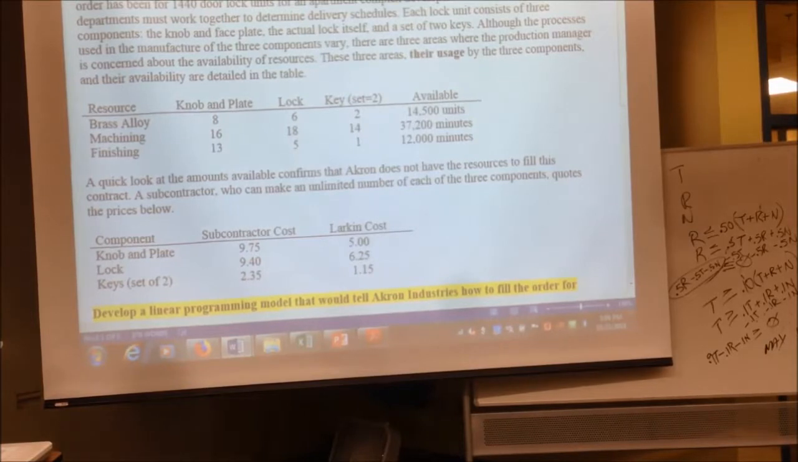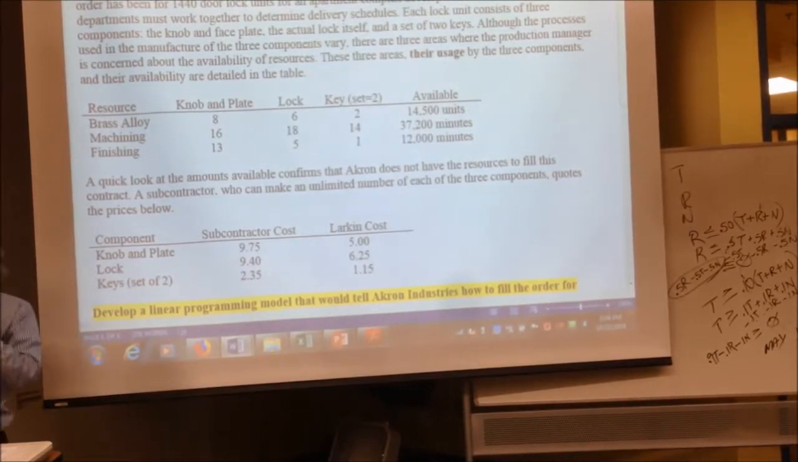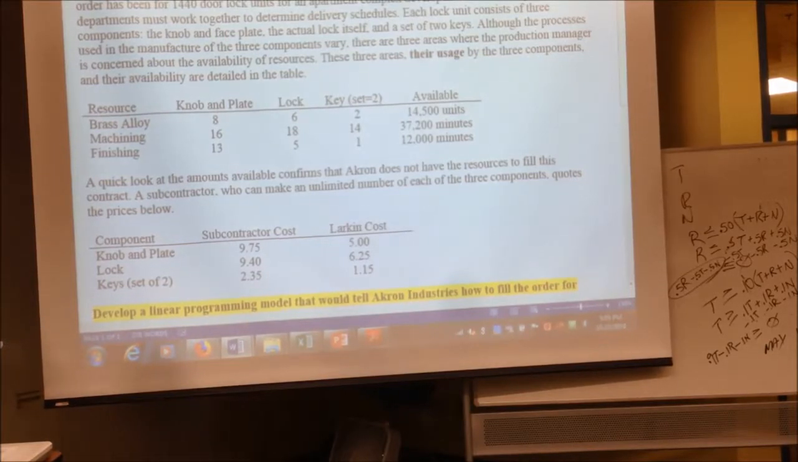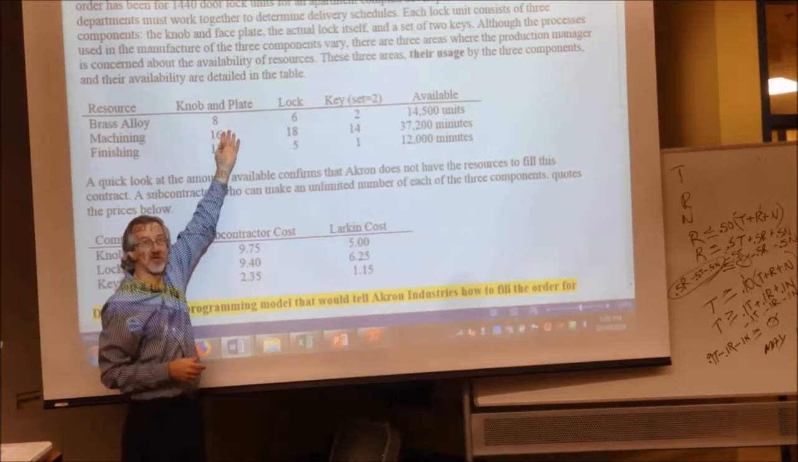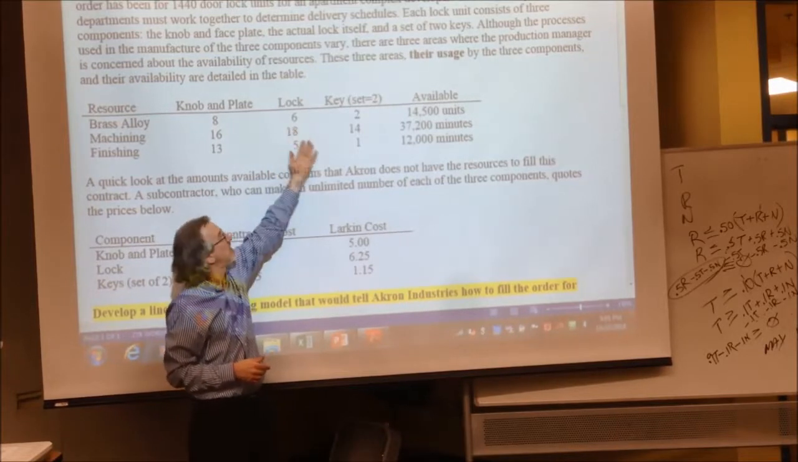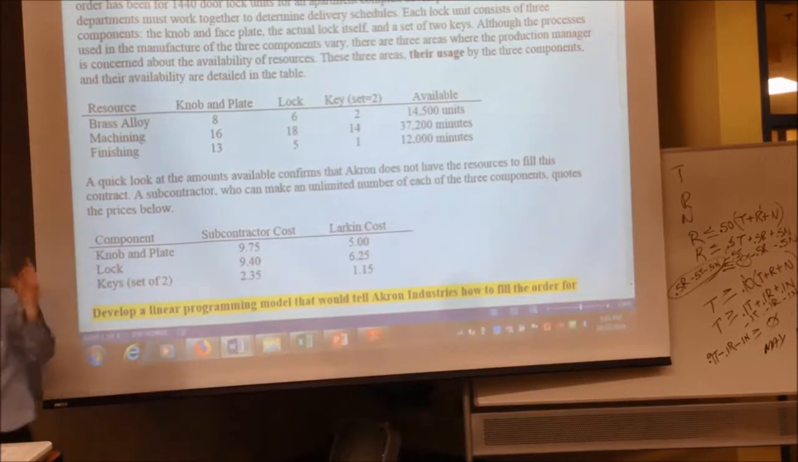Akron Industries manufactures several lines of decorative and functional metal items. The most recent order comes in for 1,440 door lock units, complete units. But there are 3 components to that. So you need all three of these components, 1,440 of each, to put together to fill this order. The three components: knob and plate is a component, lock is a component, and a set of 2 keys is a component of the set. The whole thing. But you're looking at this as 3 individual items that you're trying to make decisions on.